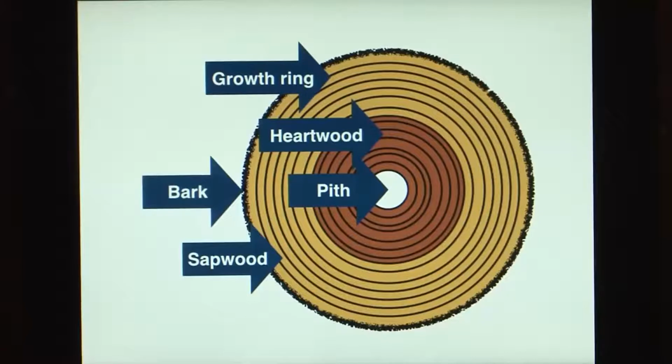Now, looking at the complete picture, you will find you have bark as the outermost region, followed by sapwood, followed by hardwood, followed by pith, and through the sapwood and the hardwood, you will have a number of growth rings.